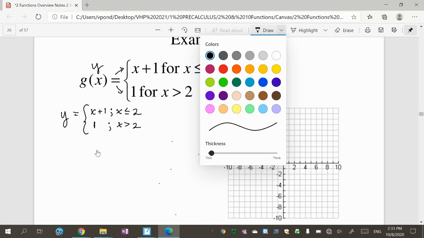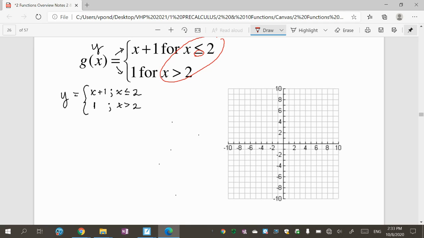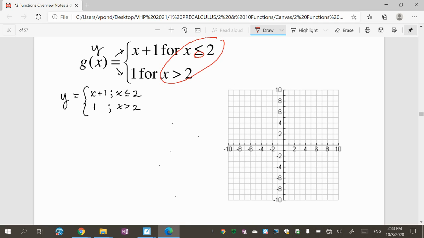I call this right here the breaking point. It breaks at 2, but you'll notice that 2 is only in the top piece, because you can't have 2 in both pieces or the function wouldn't be a function. It would fail the vertical line test. So let's set this up. I've got y equals x plus 1 as my first graph, and my other one is y equals 1.